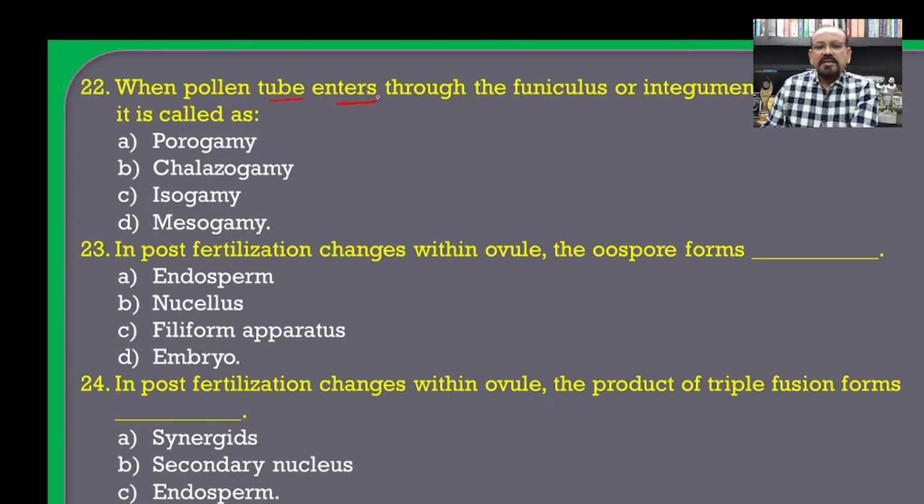When the pollen tube enters through the funiculus or integument, then it is called as. Earlier we learned there are different types: porogamy through the micropyle, chalazogamy through the chalaza, isogamy is the fusion of gametes which are the same, and mesogamy is entry of the pollen tube in the ovule through either the funiculus or the integuments. It means that D is the correct answer for this question.